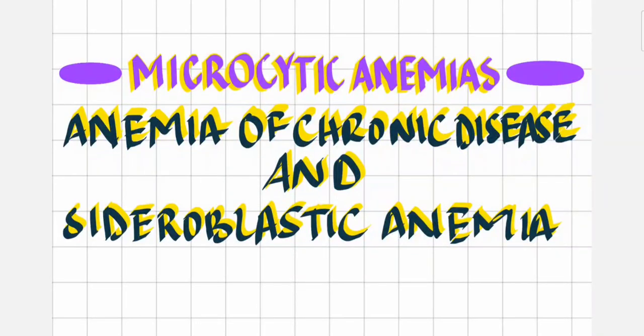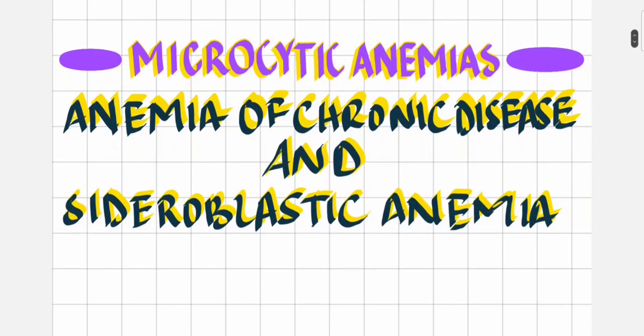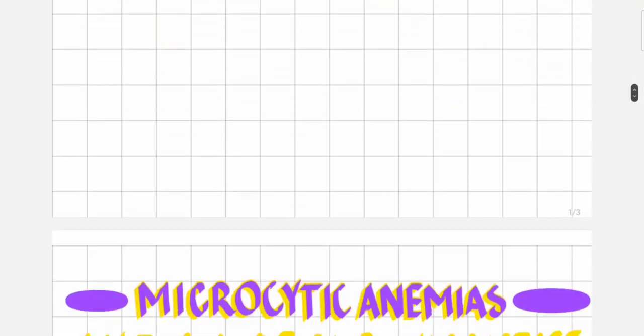Talk about microcytic anemia as the anemia of chronic disease and sideroblastic anemia. Very simple and very quick to go through.